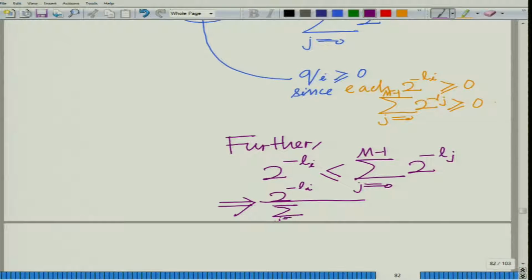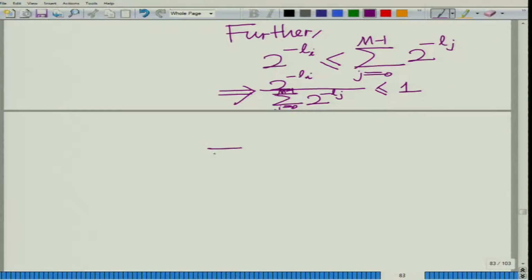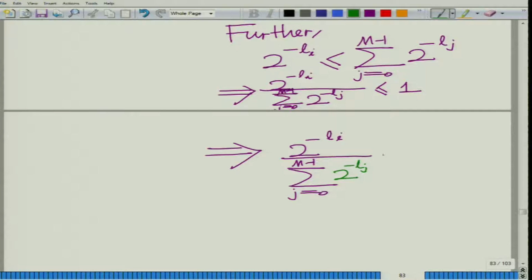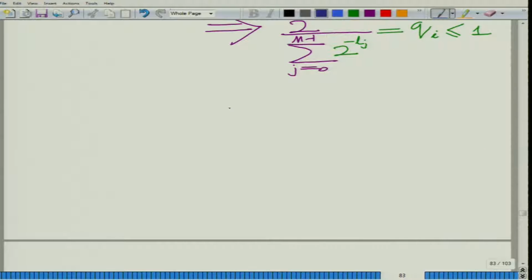which implies 2 to the power of minus Li divided by summation j equal to 0 to m minus 1 of 2 to the power of minus Lj is less than or equal to 1, which is in fact nothing but our Qi, so Qi is less than or equal to 1. So, we have 0 less than or equal to Qi less than or equal to 1.